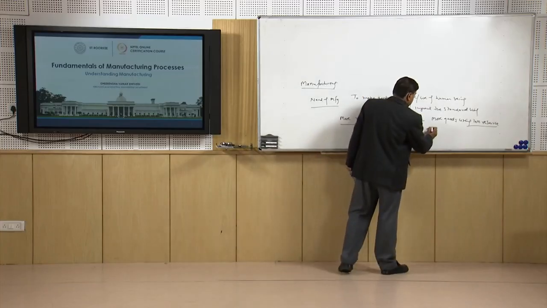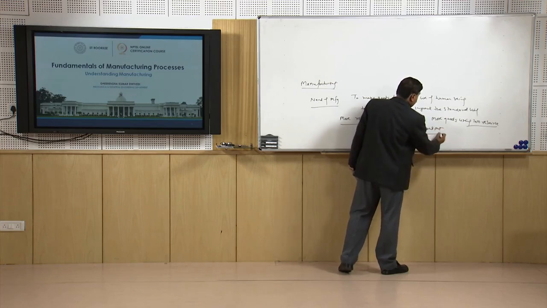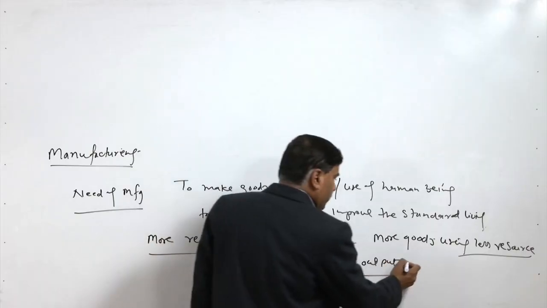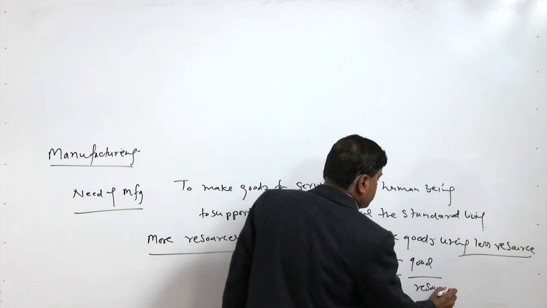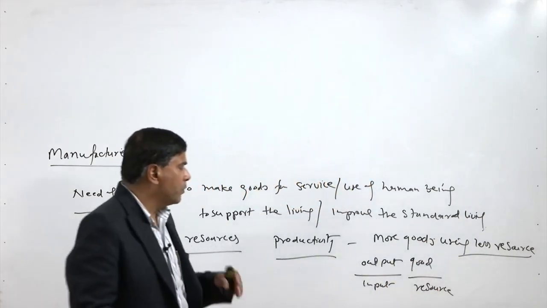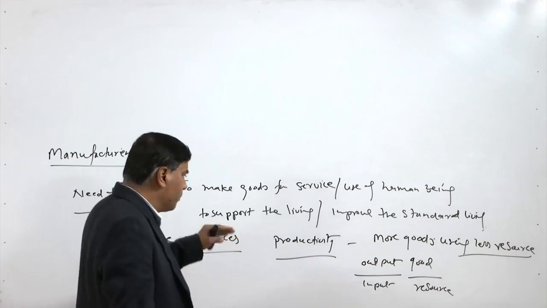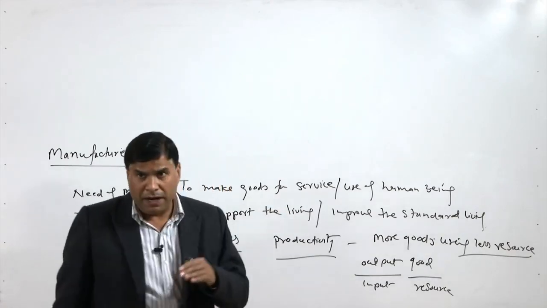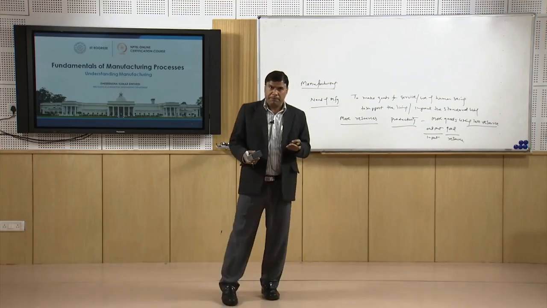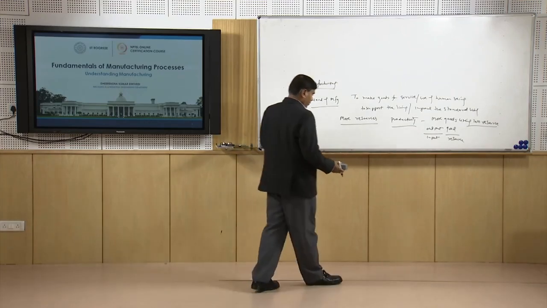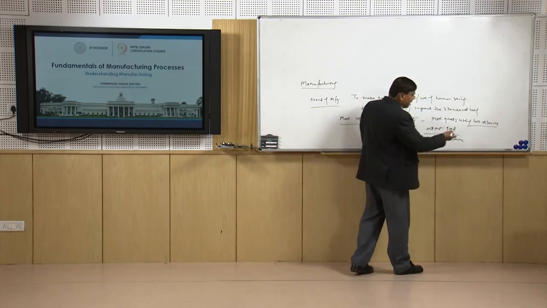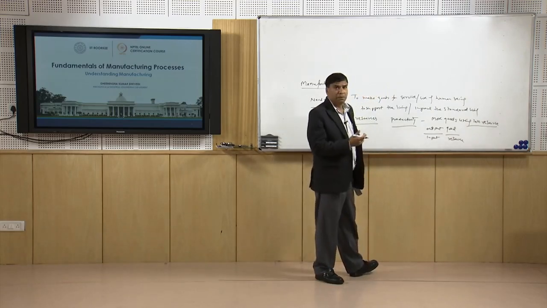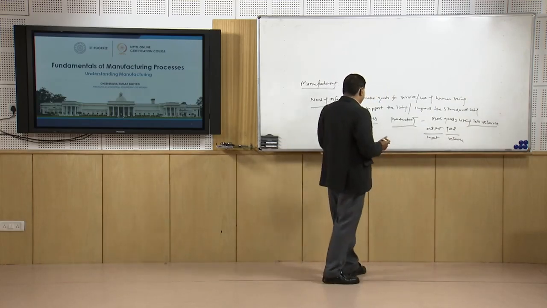So, output in the form of goods as well as input in the form of resources, both goods and the resources. When this difference is high, it means more goods are produced using fewer resources, productivity is high, meaning we are able to make more using a lesser amount of resources, so that most of the things are available for use by human beings. And how can it be done?